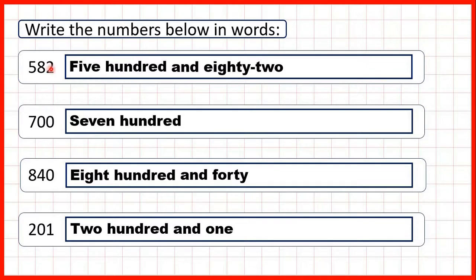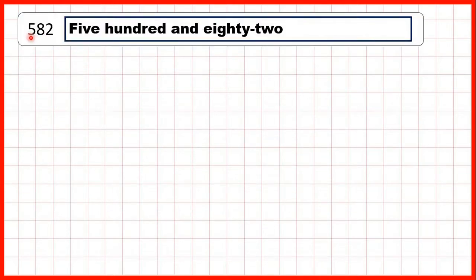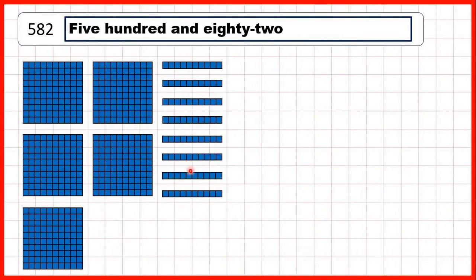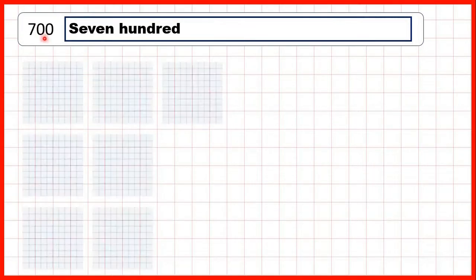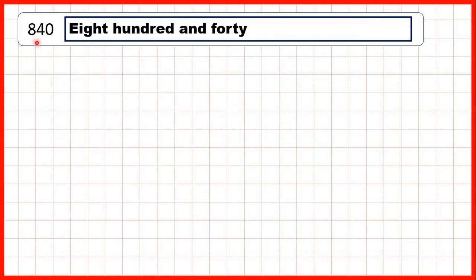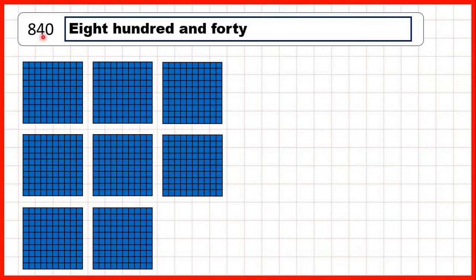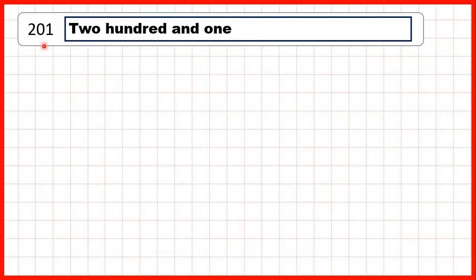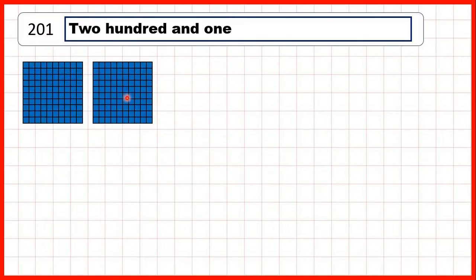Now let's take a closer look at these numbers. First, we had 582. So we can show 5 hundreds, 8 tens, and 2 ones. Now, for 700, we can show 7 hundreds, but because we don't have any tens or ones, we don't need to show anything else. Then we had 840, so that's 8 hundreds, and then 40, we have 4 tens. And finally, we had 201, so that's 2 hundreds, no tens, and 1 one.